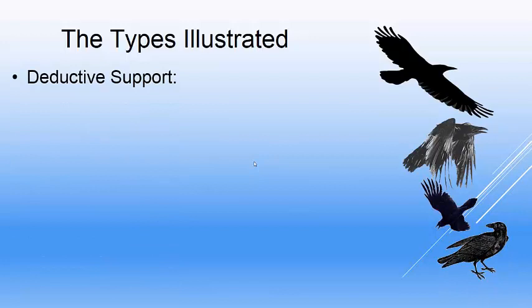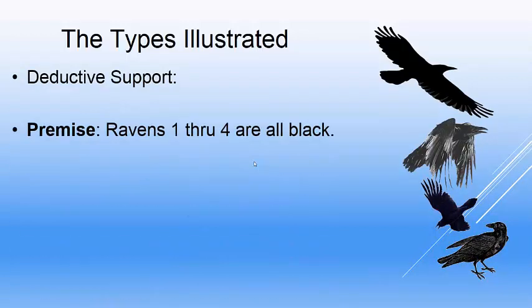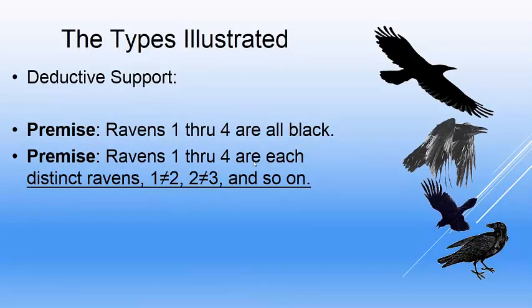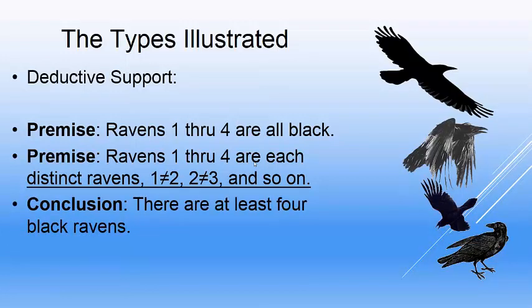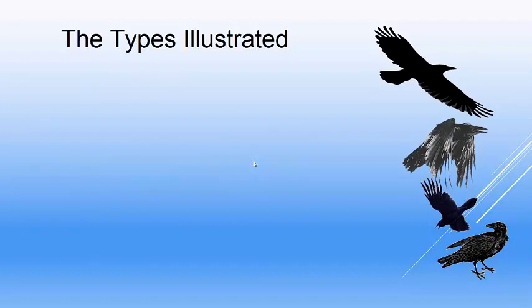Let's take a look at some deductive support for a conclusion. How about ravens 1 through 4 are all black? And let's add that ravens 1 through 4 were each distinct and we cataloged 4 distinct animals. Doesn't it follow that there are at least 4 black ravens? In fact, that conclusion follows deductively. It can't be false if the premises are true. But you can't count every animal under the sun, so typically all you get is inductive support.